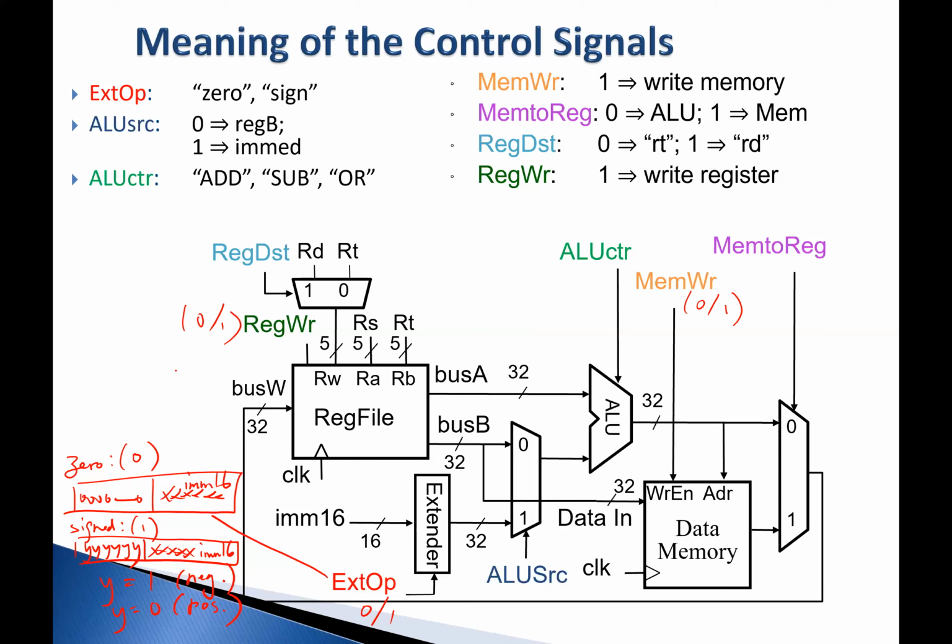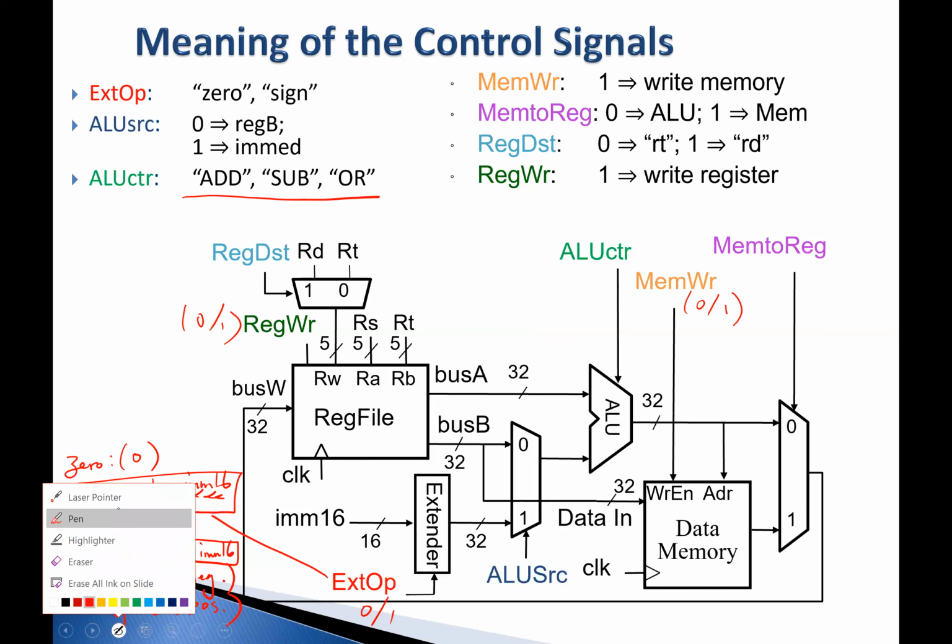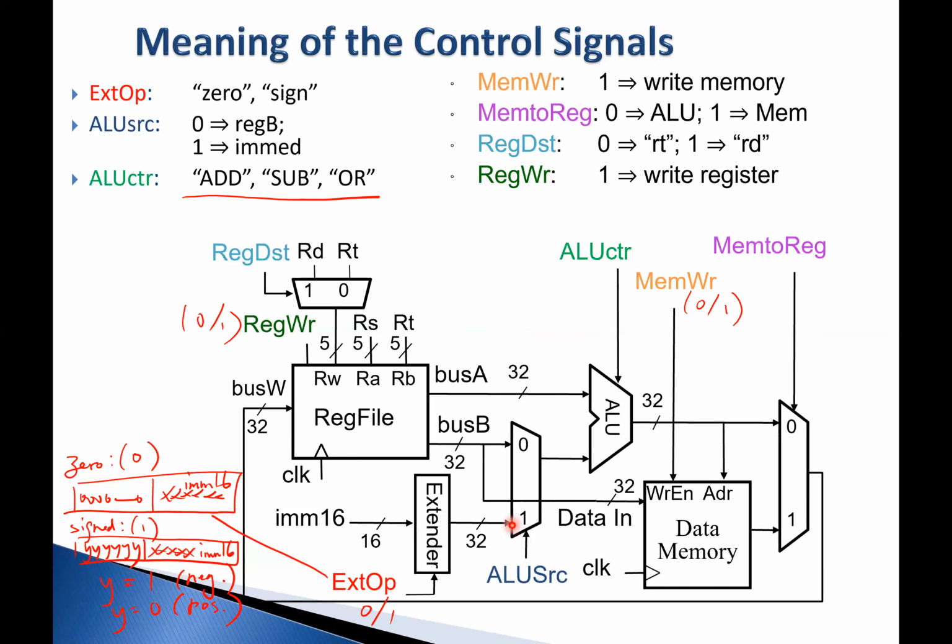ALU control will be with the actual operator. So you need to tell me the actual operator. Okay, all right, so now you have the extension. After you have the extension, the next thing is your ALU source needs to choose which one to go through. Am I allowing the bus B to go through, which is the register B, RT, or am I allowing the extended version of your immediate to go through? So this is the job of ALU source.